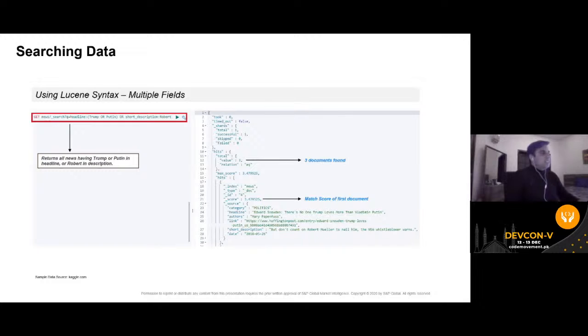This is another search where we are again performing a search, but this time we are interested in documents which contain the keyword Trump or Putin in the headline, or the short description having the keyword Robert. It will return all the documents which either have Trump or Putin in the headline, and the short description having Robert. Here we see that 3 documents are found in the search result, and the document with the highest score, which shows the relevance of the documents to your search term.